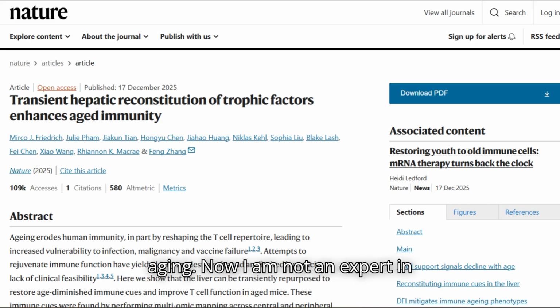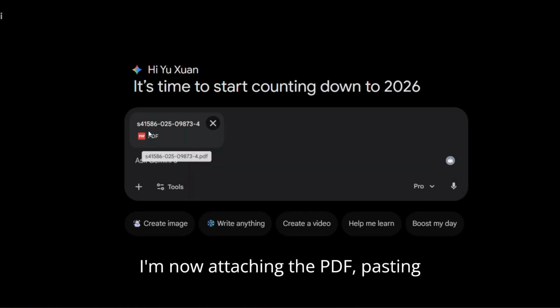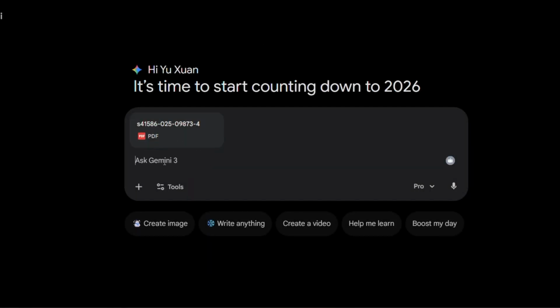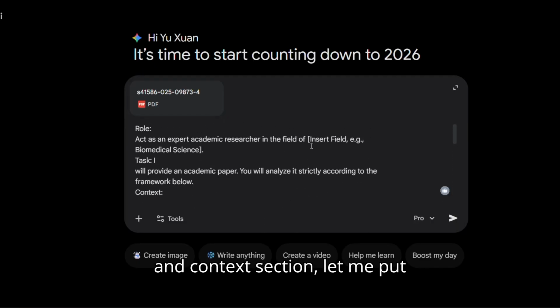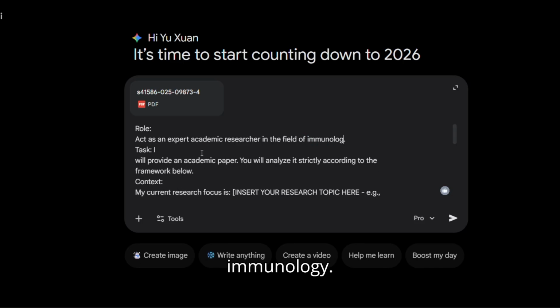Now, I am not an expert in immunology. But that is actually the point. This prompt helps me understand papers outside my core expertise quickly. I'm now attaching the PDF, pasting the prompt, and for the role and context section, let me put something like, act as an expert academic researcher in the field of immunology.